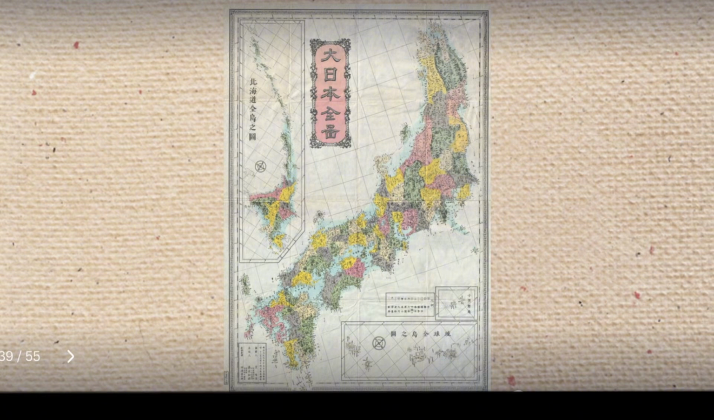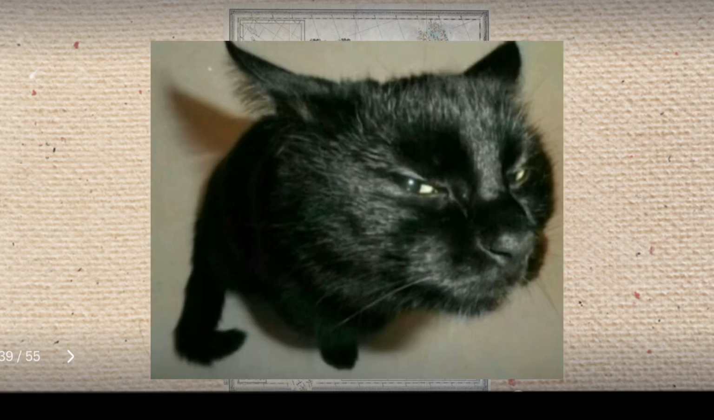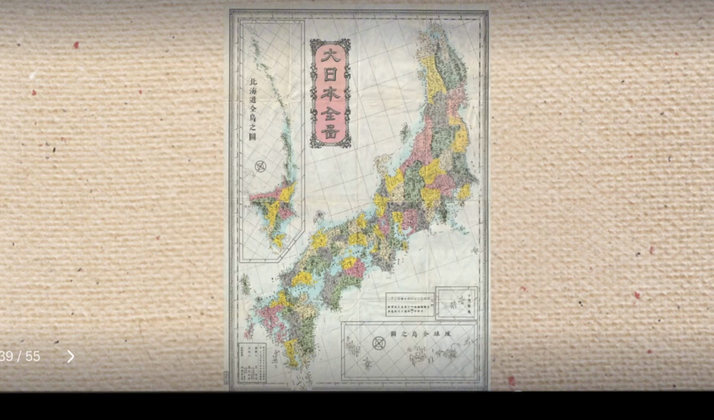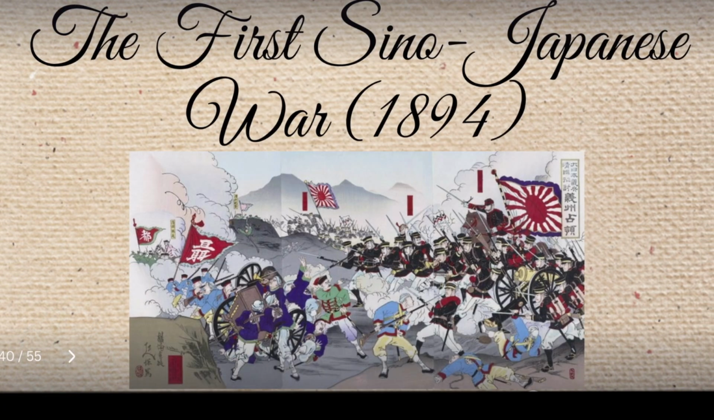The main reason for Japan's imperial ambitions was economic. As a relatively small island nation, Japan possessed limited natural resources. Much like the European imperial powers, the Japanese began to seek overseas possessions in order to gain the resources they lacked. Disputes over Korea led to the First Sino-Japanese War in 1894.